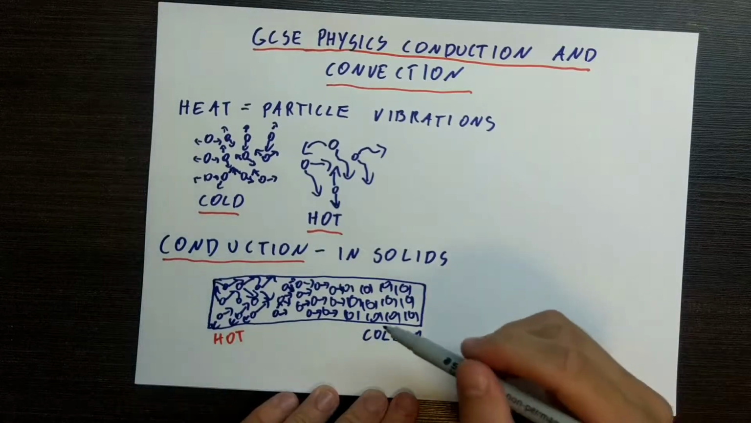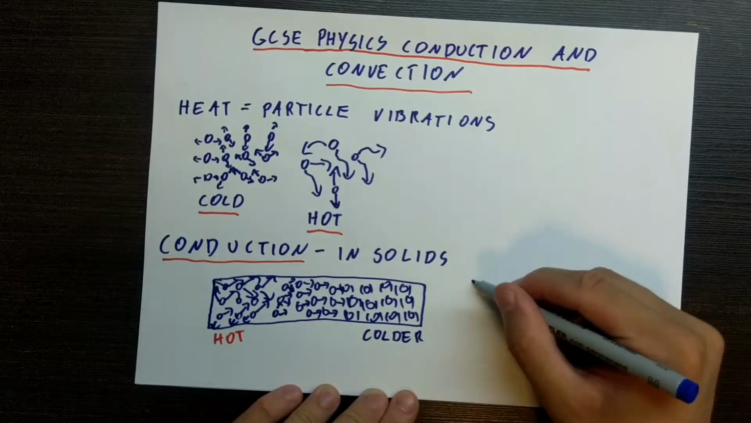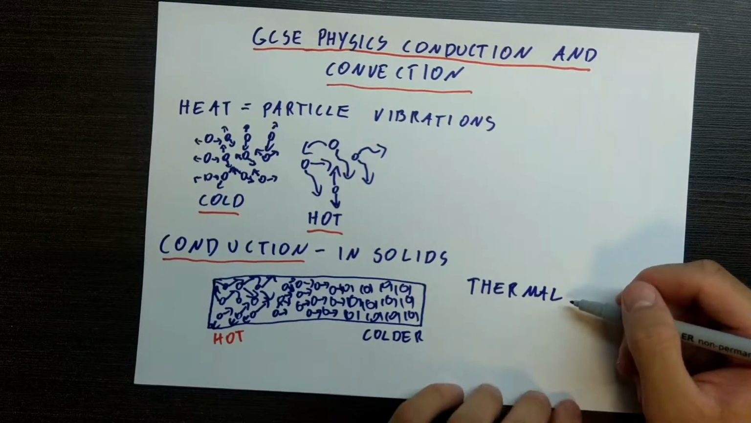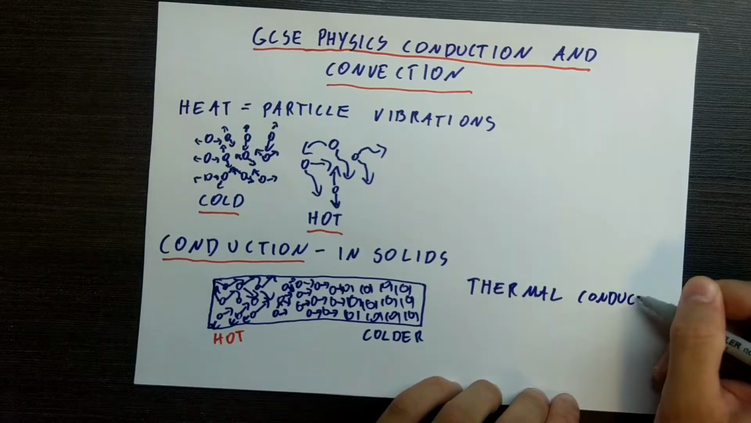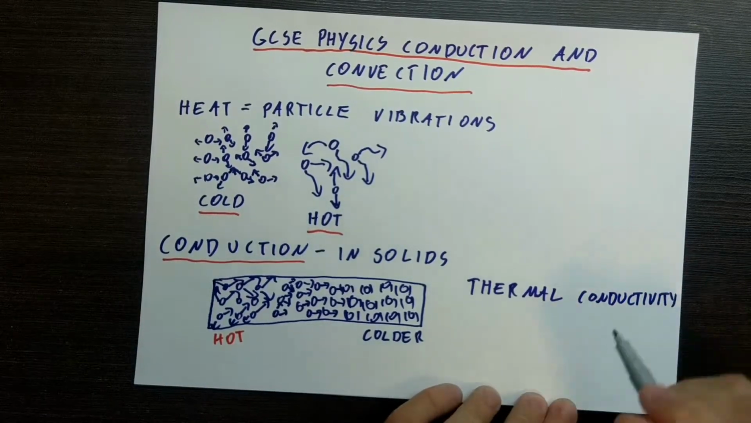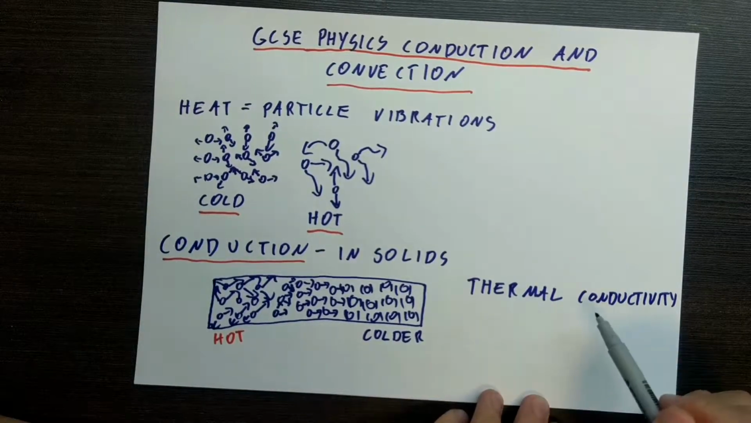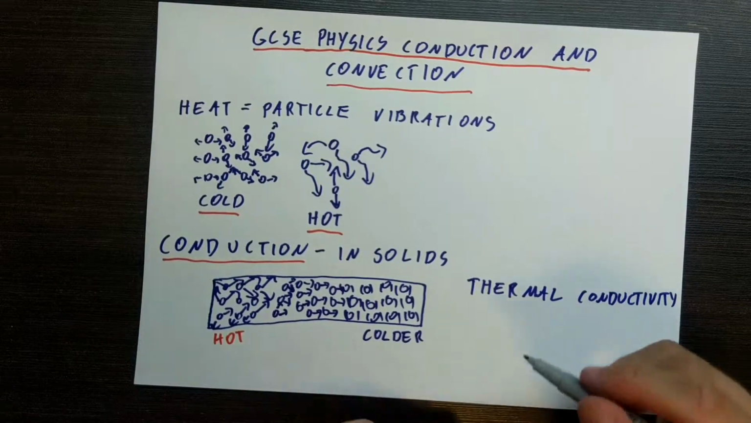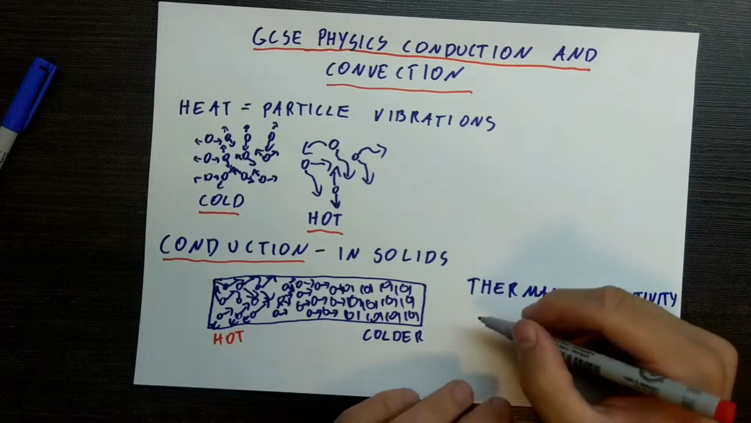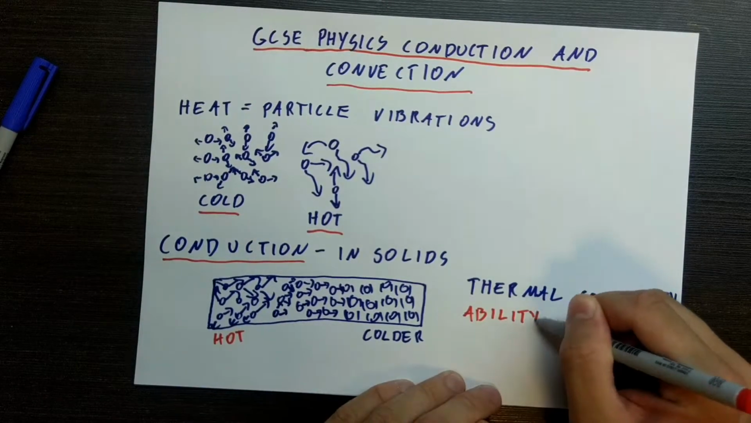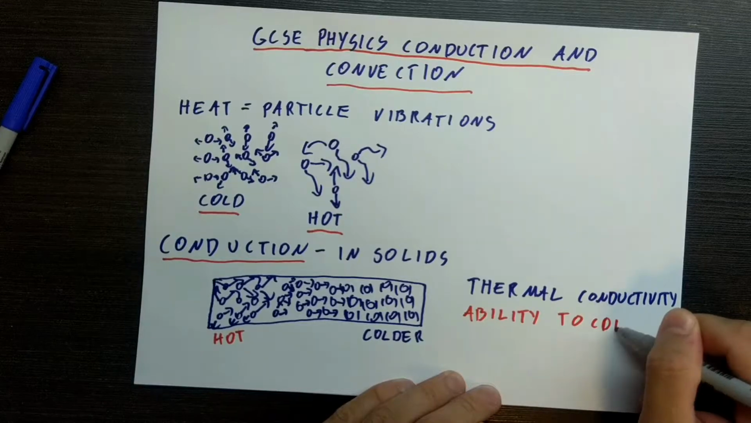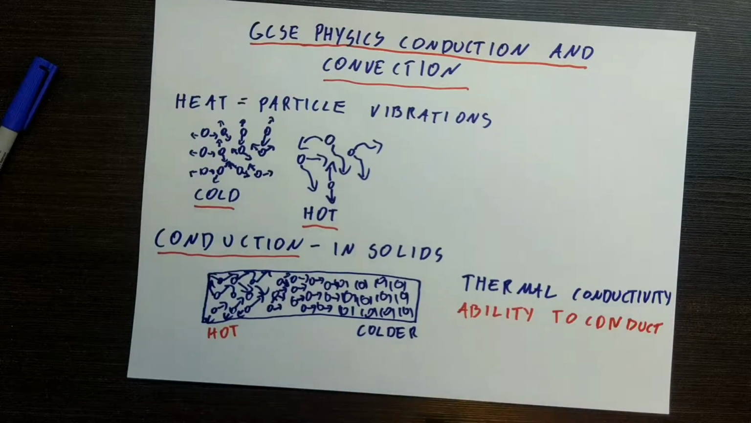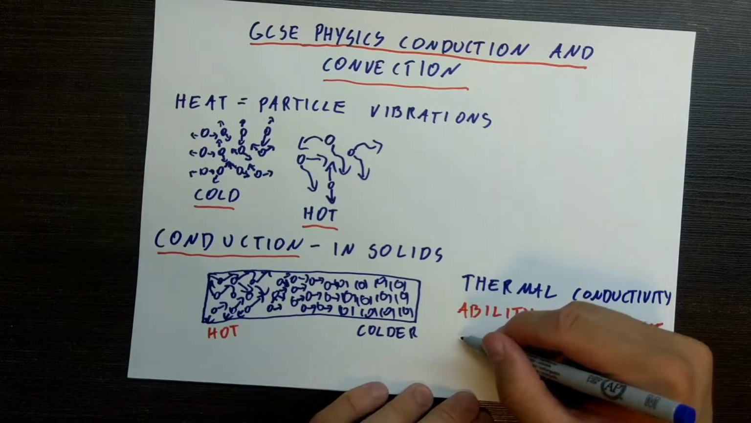Now, another important term is thermal conductivity. I'll write it down for you. Thermal conductivity. What does it mean? Thermal conductivity means ability to conduct, essentially. Long story short, that's what it means. Now, some objects have a very good thermal conductivity.